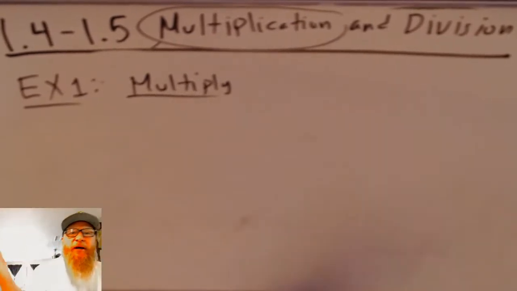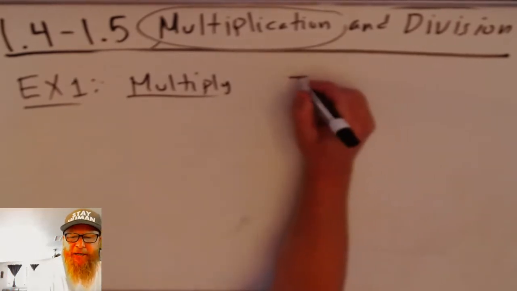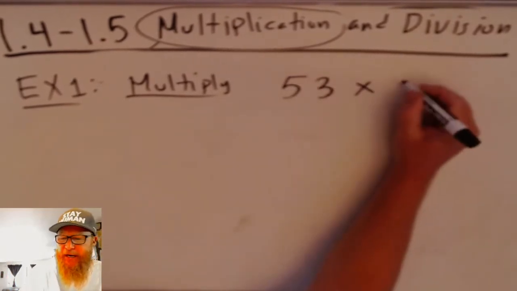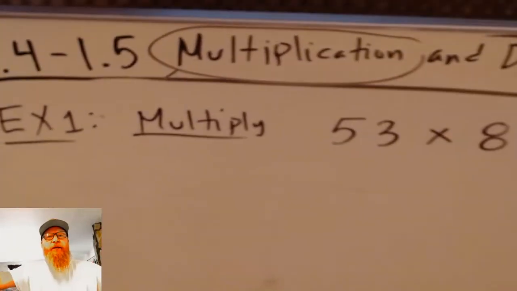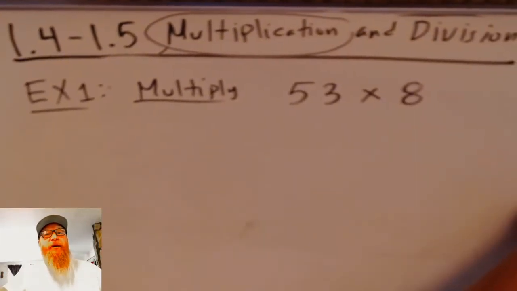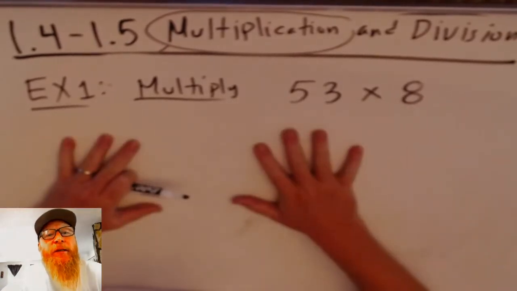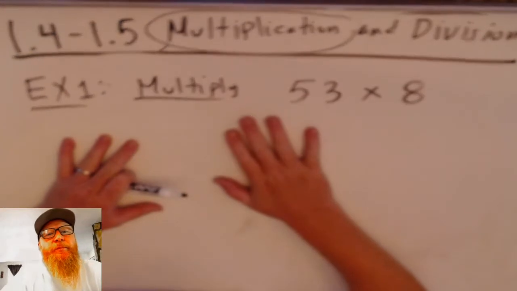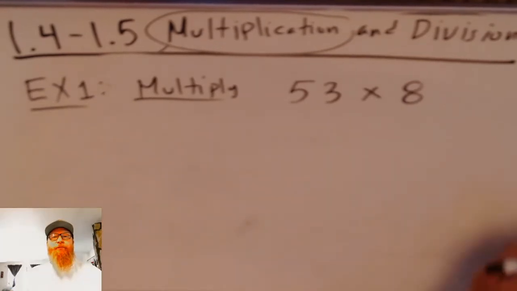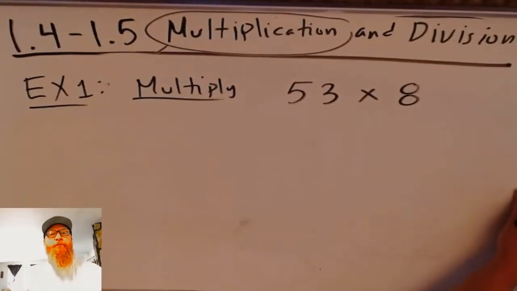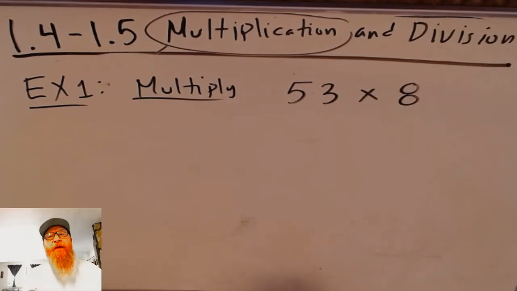So let's do some 2-digit multiplication. What's 53 times 8? Hopefully we can get some focus going on here. There we go. So multiply 53 times 8.